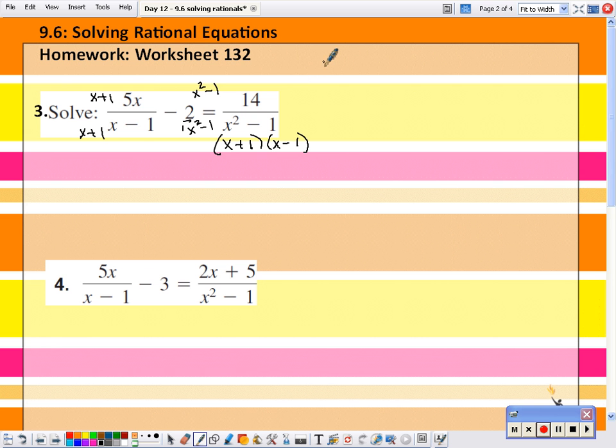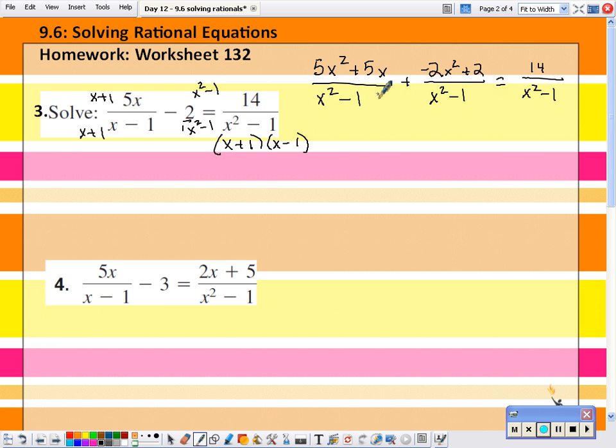Now when I distribute, 5x times x plus 1 is going to be 5x squared plus 5x over, and again for space, I'm just going to write x squared minus 1. Now I'm going to distribute this as a negative 2 and make it addition, so it's going to be plus negative 2x squared plus 2 over x squared minus 1 equals 14 over x squared minus 1.